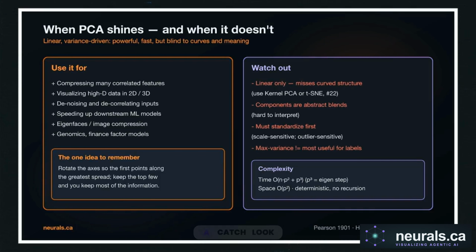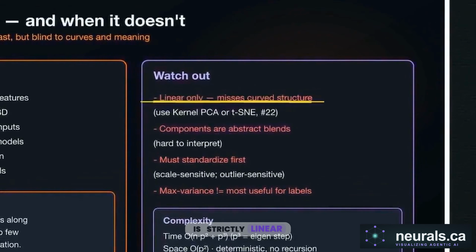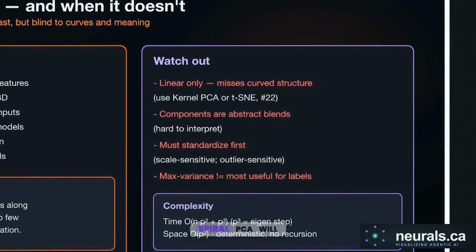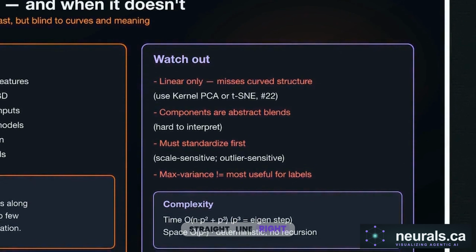But there is a catch. Look at this trade-off diagram. Because PCA is strictly linear, it completely misses curved or nonlinear structures in data. If your data twists into a spiral, PCA will just draw a straight line right through it.